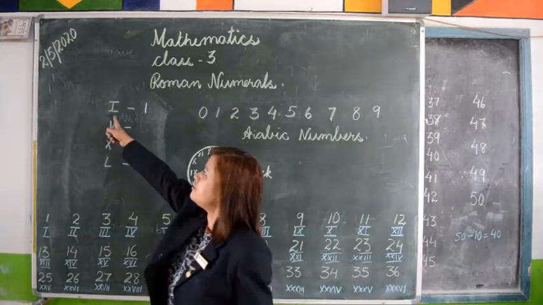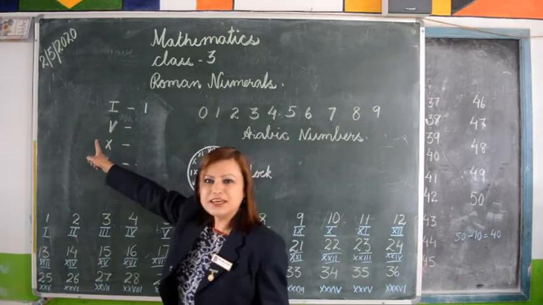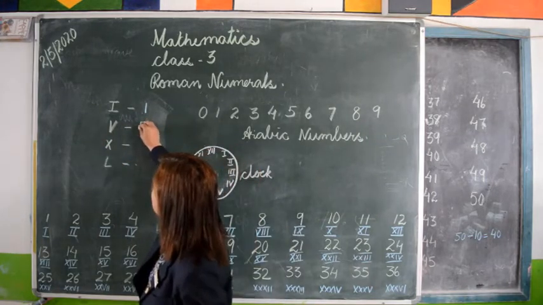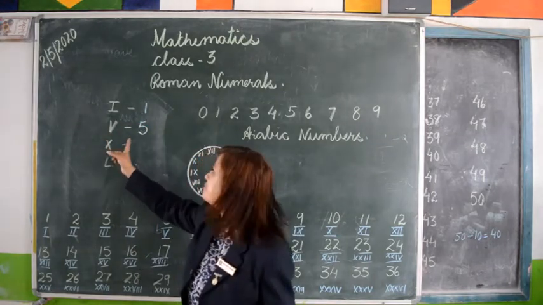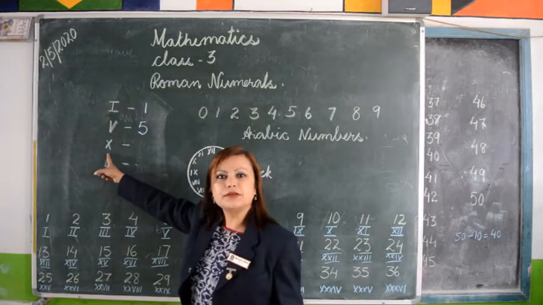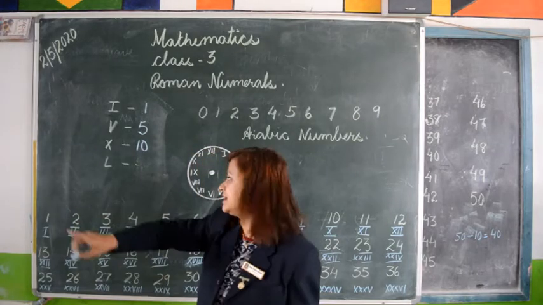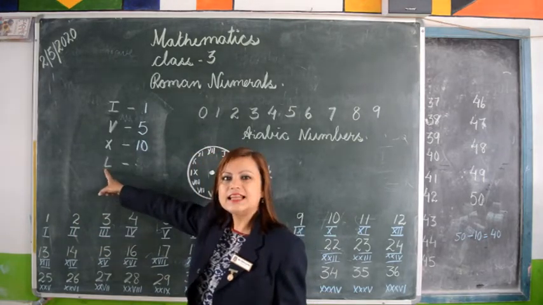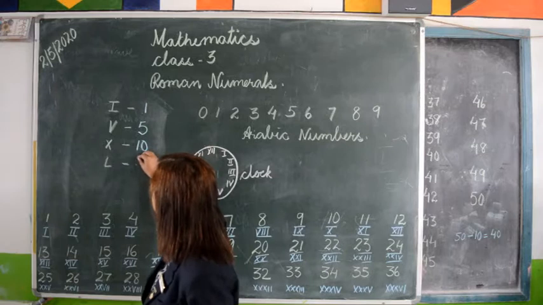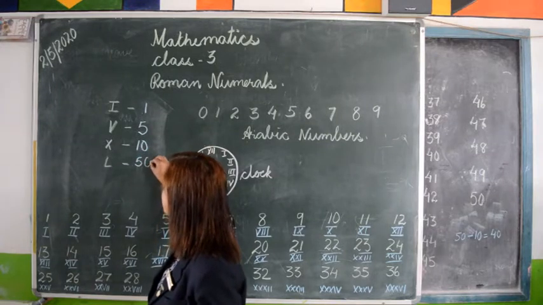I represents 1. V represents 5. X means 10. And L means 50.